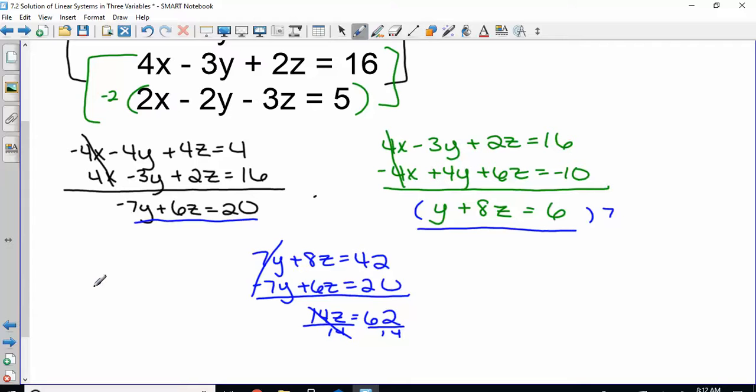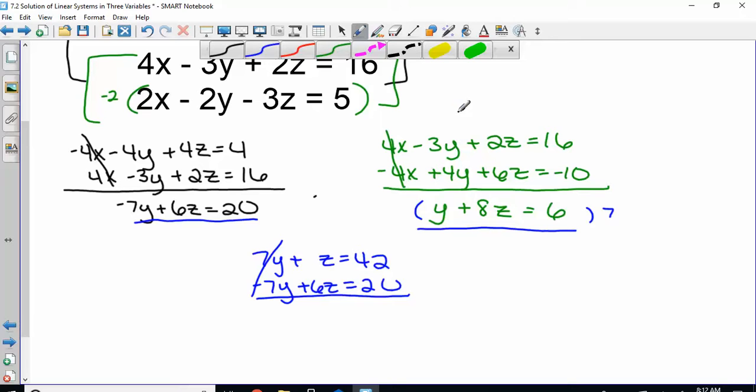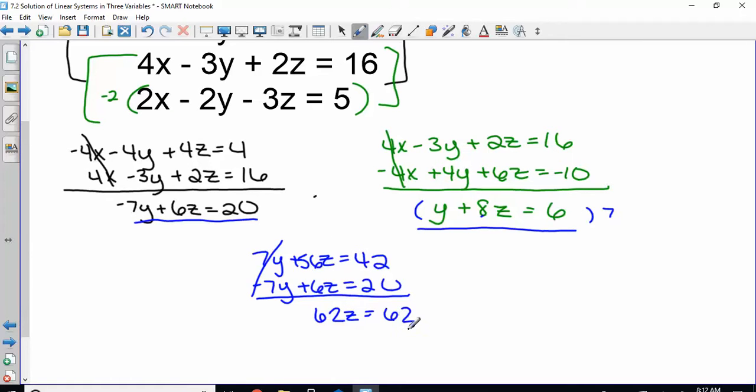Didn't you take the 8 times 7? Oh, yeah. Did you guys catch my mistake? I did not multiply my 8. So this should be a 56z. When I distributed my 7, I failed to multiply that term. Okay, so then when I add those together, we get a 62z equals 62. That makes it a lot prettier. Divide by 62 and my z is 1.